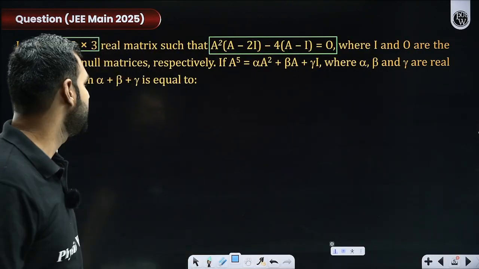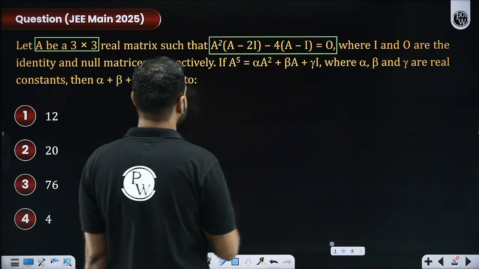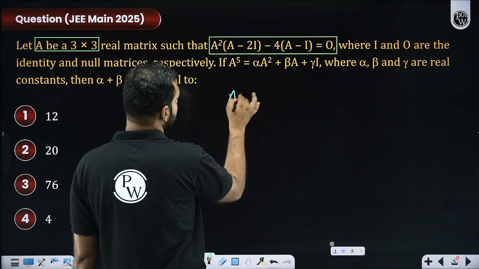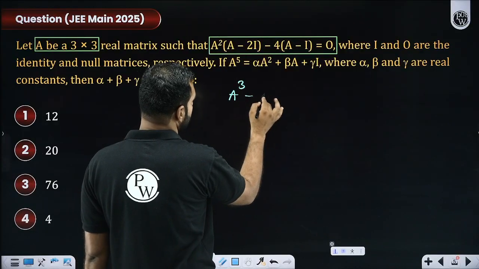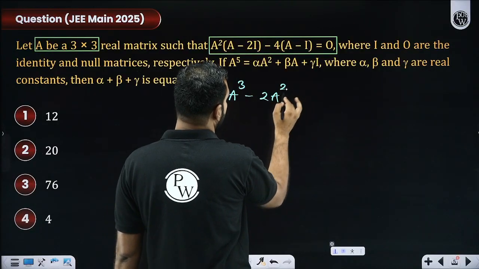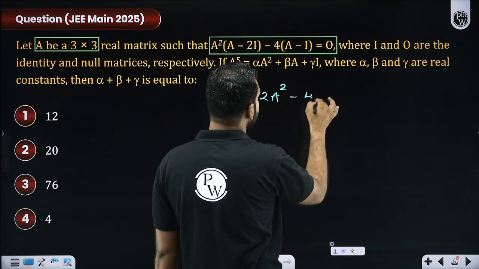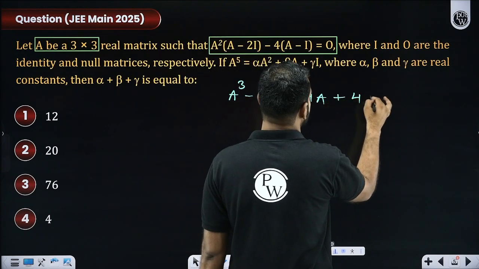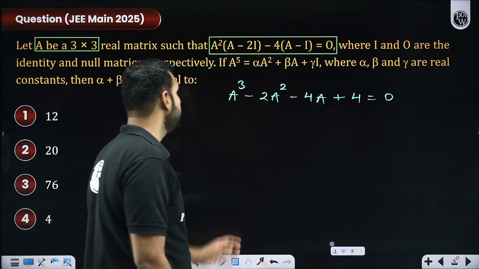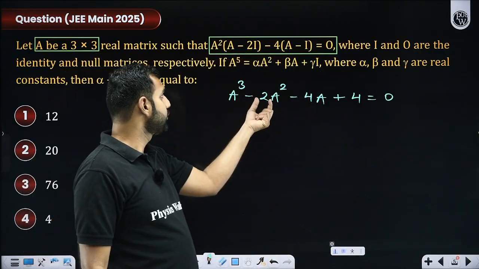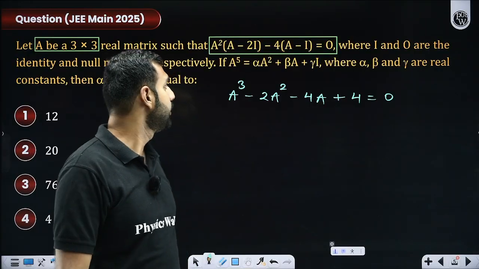How will I do that? Pay attention to this. I will simplify this: a square into a, that is a cube; a square into minus 2i, that is minus 2a square; I into minus 4a, this is minus 4a; and this is plus 4. Correct me if I'm wrong. I repeat, a cube minus 2a square minus 4a plus 4i.